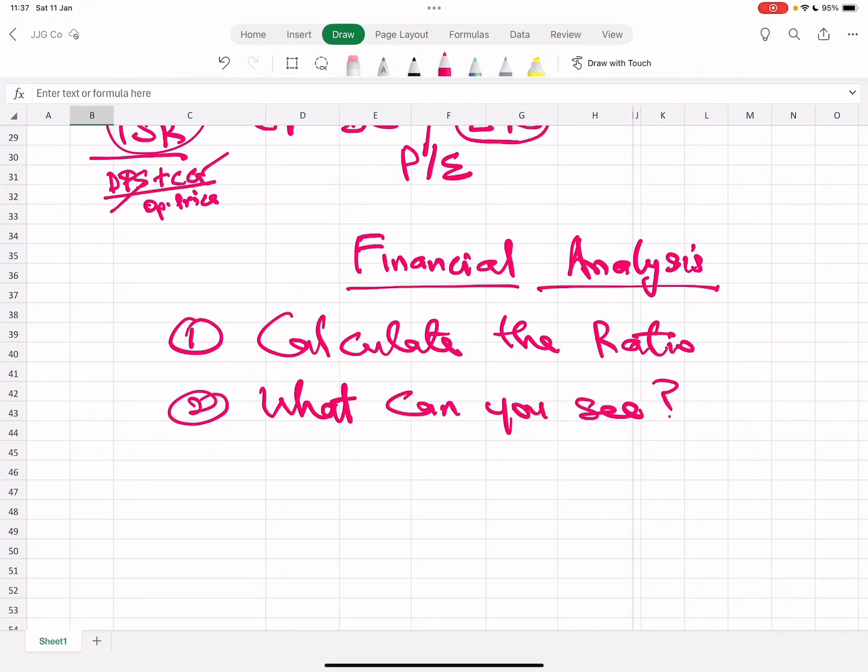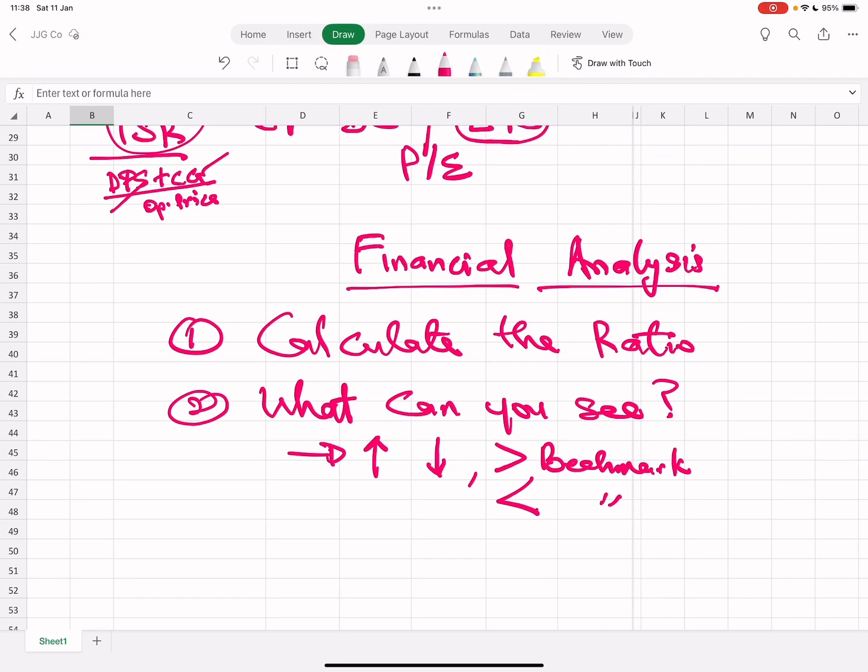And I will tell you what this means. When I say what can you see, you need to talk about interpretation here, which means: is this ratio increasing or decreasing? Is it greater than your benchmark or less than your benchmark? You need to talk about that. What trend can you see? So say something about what you have calculated. This ratio has been reducing or increasing, or is less than the benchmark or higher than the benchmark. Say it. It's as simple as that.